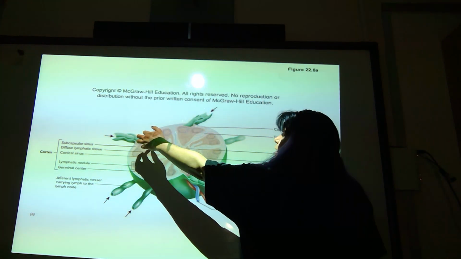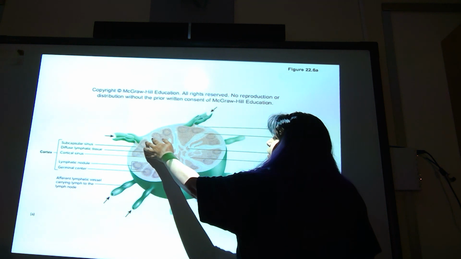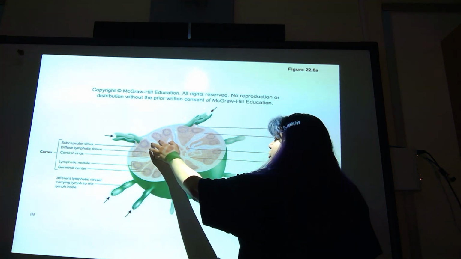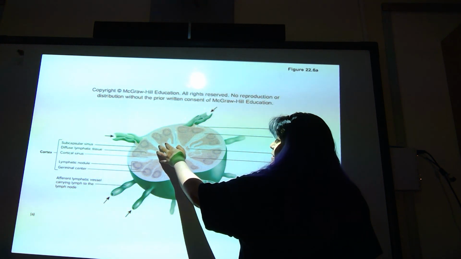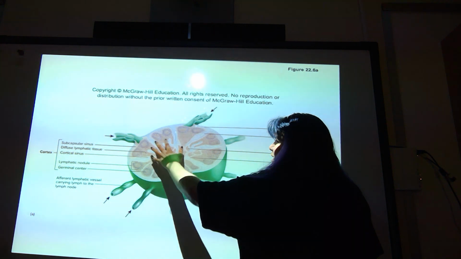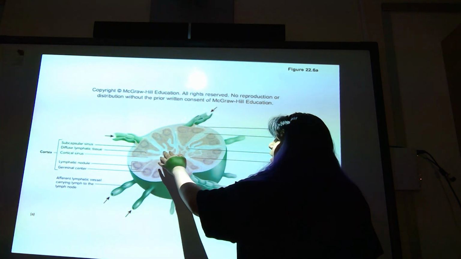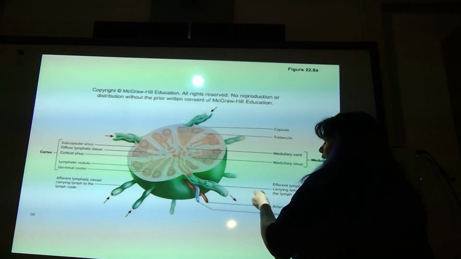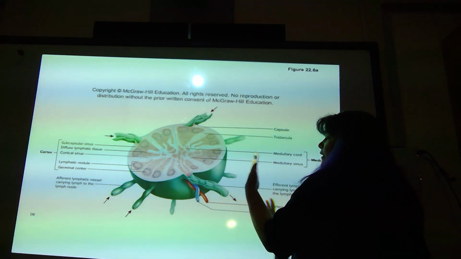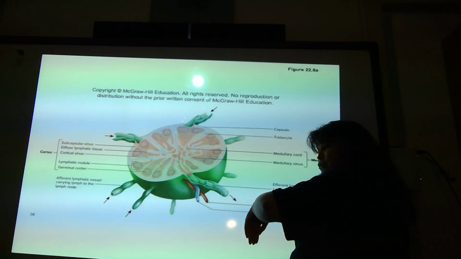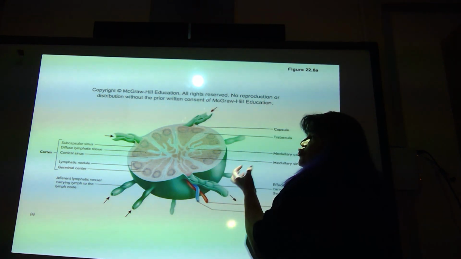So as this is coming in and it's percolating through, that filtration system that I've been talking about catches things that shouldn't basically go the rest of the way. And I've got macrophages in here that eat whatever isn't supposed to be there. And what comes out has been filtered to get it out of the lymph node and filtered so that when I dump it back into general circulation, it isn't dirty anymore.